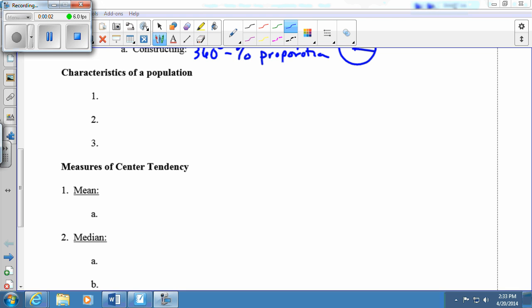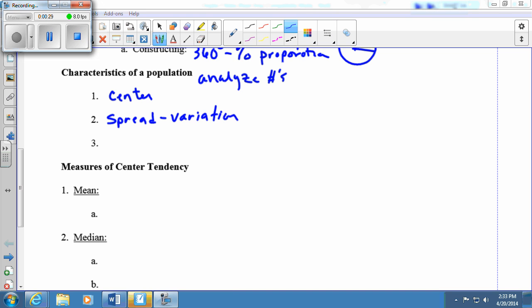Instead of drawing pictures, we're going to basically look at characteristics of a population numerically. So we're going to analyze the numbers that we get out. And the numbers that we're going to be looking at are numbers that measure the center of the data. We're going to look at how spread out the data is, otherwise known as variation. And lastly, we're going to look at the distribution. In other words, from a picture, what's the shape of the data?